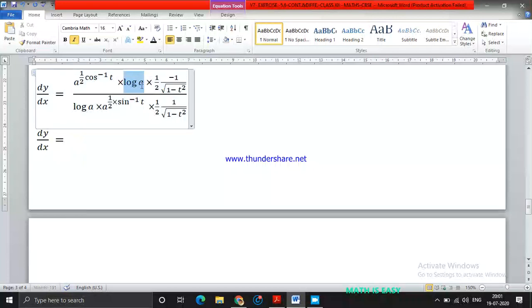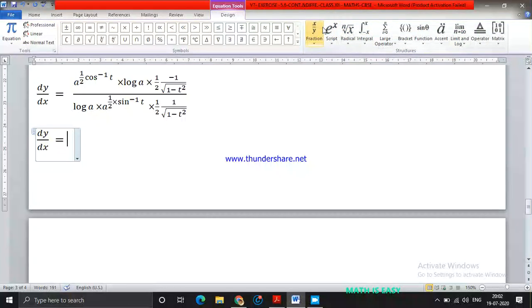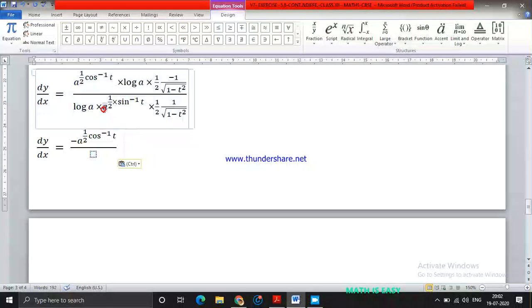Log a here, this is also log a. Both will get cancelled. And here 1 upon 2 root 1 minus t square, here also 1 upon 2 root 1 minus t square. That also will get cancelled. Now what you are left with here is the minus in the numerator. This will be left as Control V, and here you are left with this term. Okay, this is what you are left with here.